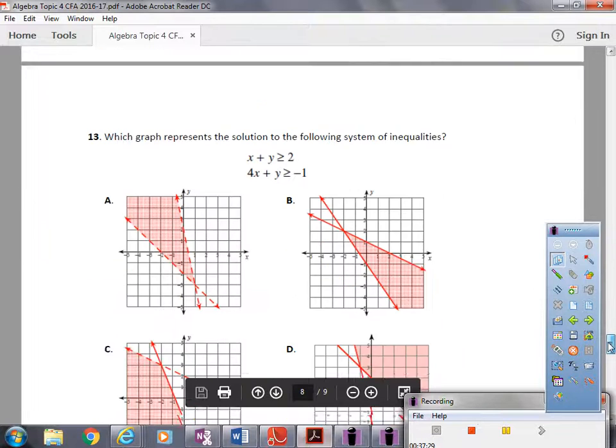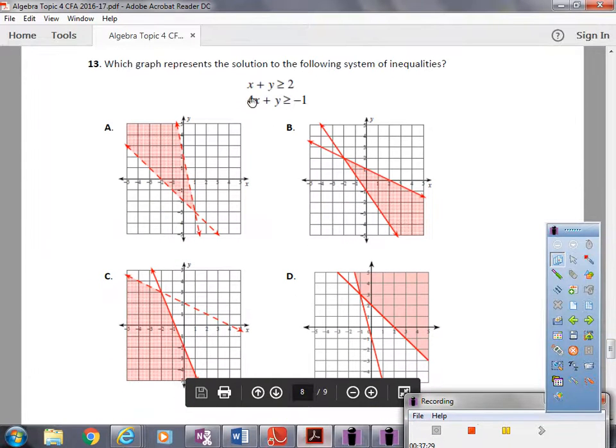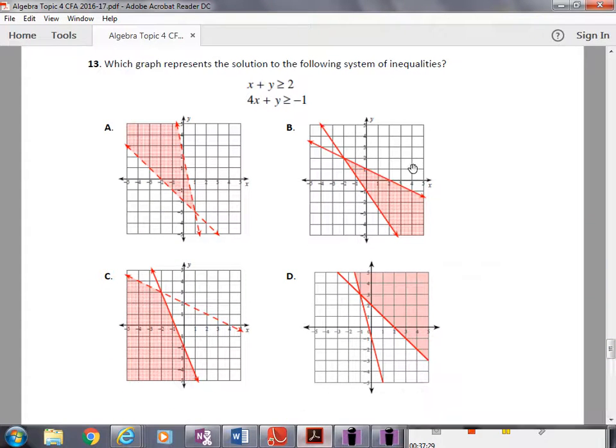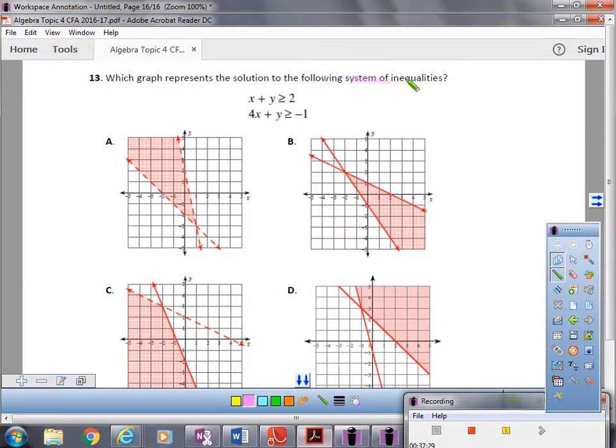Almost done here. Bear with us. 13, it says which graph represents the solution to the following system of inequalities. System again. There's that word again. It means 2 or more inequalities. And you do have 2. You have one here and you have one here. And then you want to see which one of these graphs would match. And remember, when you graph 2 of these, you have to do the overlapping shading only.